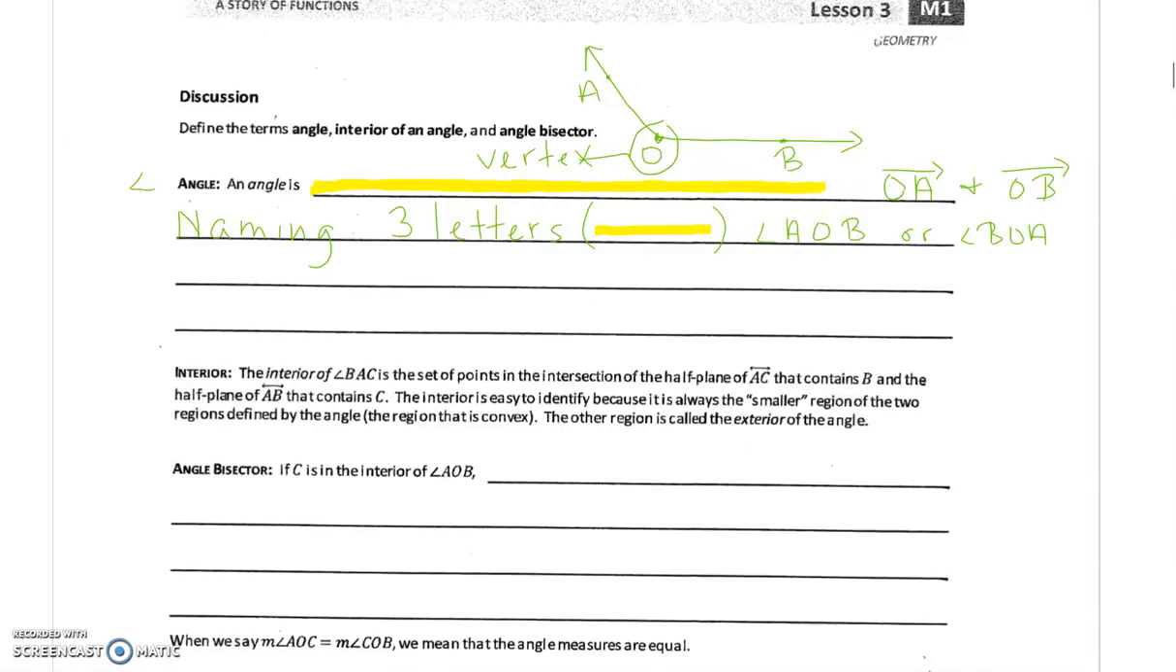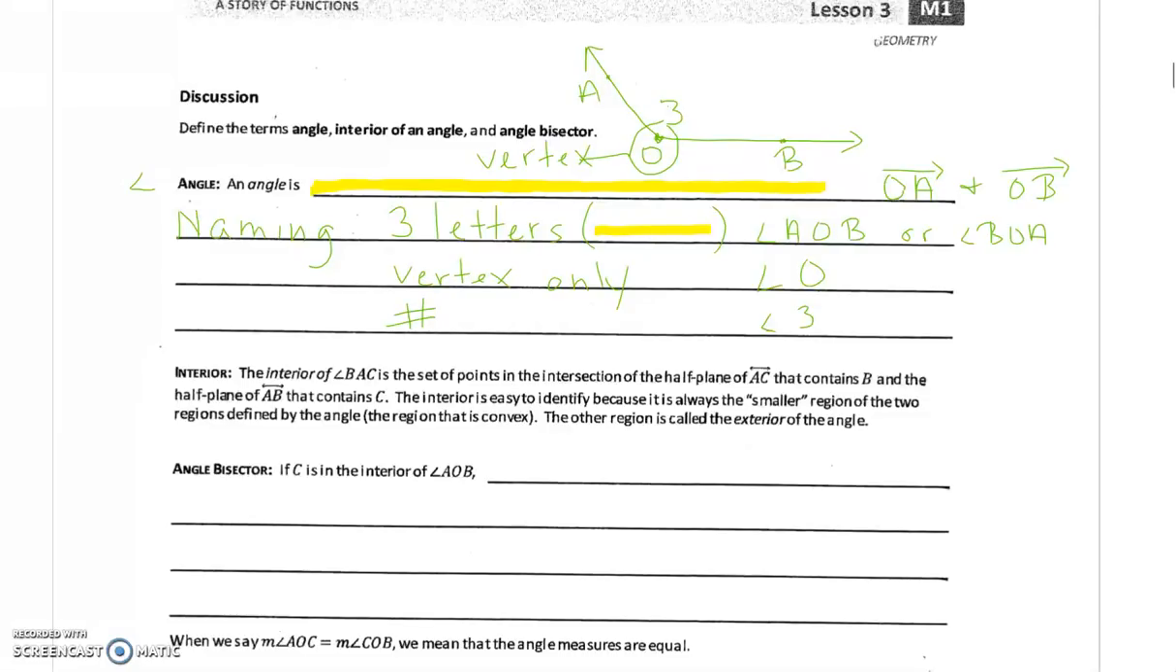The other way to do it is with the vertex only. Okay, so the vertex letter is O, so we call it angle O. Or we could put a number. You might see little numbers on the inside. They won't have a degree sign, so you know it's not the angle measure. So we could call this angle 3. And it's just shorthand for us, so we don't have to write all those letters out.